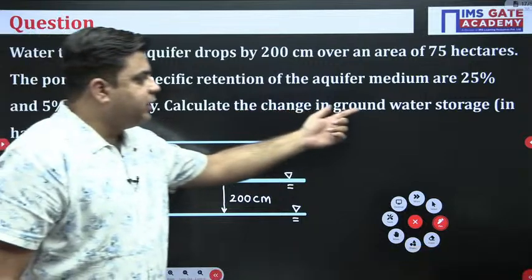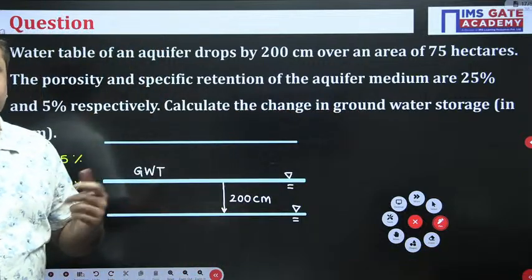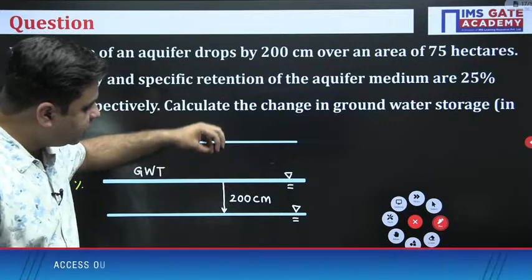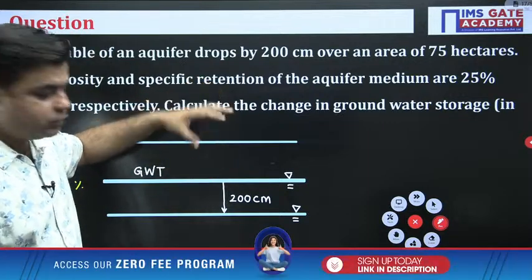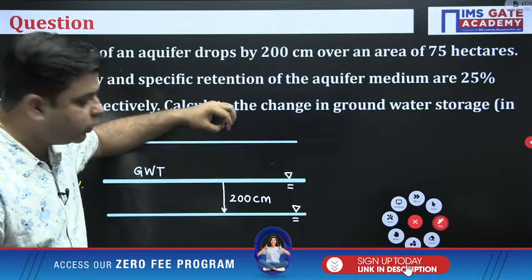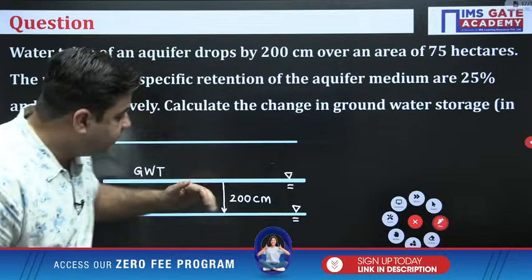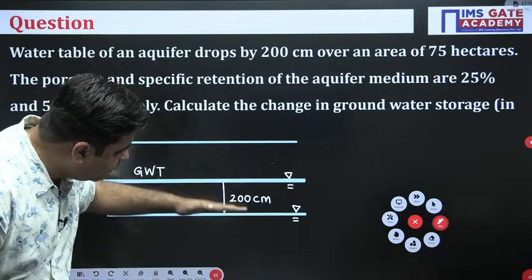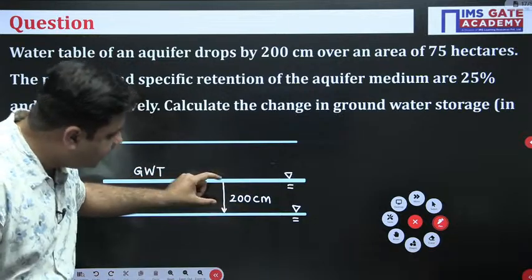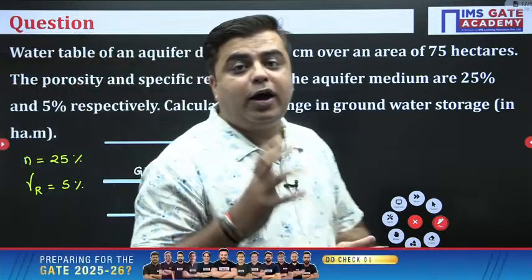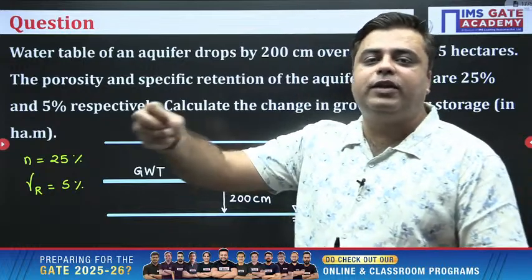Calculate the change in groundwater storage. Now, sir, what is this change in groundwater storage? If you are extracting this underground water, how much amount of water have you extracted that has caused the fall of 200 centimeter in this ground level? Simply put, they are asking how much amount of water you have drained out.